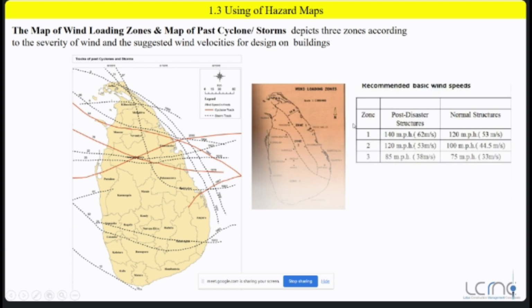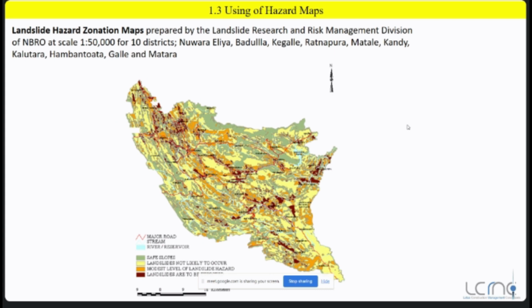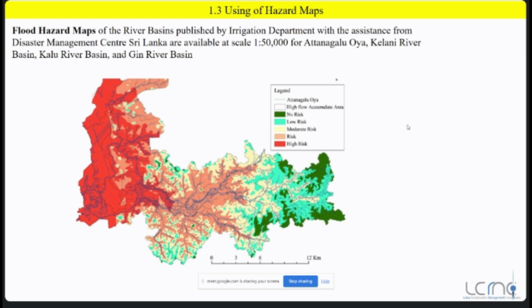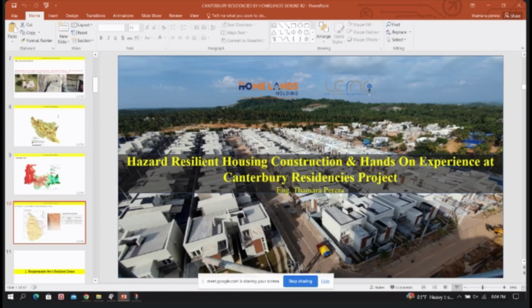So when you are going to design a high-rise or mid-rise building structure, definitely you need to take these wind speed values into account when you are doing the calculations for the structural design. Okay, so that is that. So I have explained three maps. The first one is the landslide hazard zonation map, the second one is the flood hazard map, and the third one is the wind loading map.